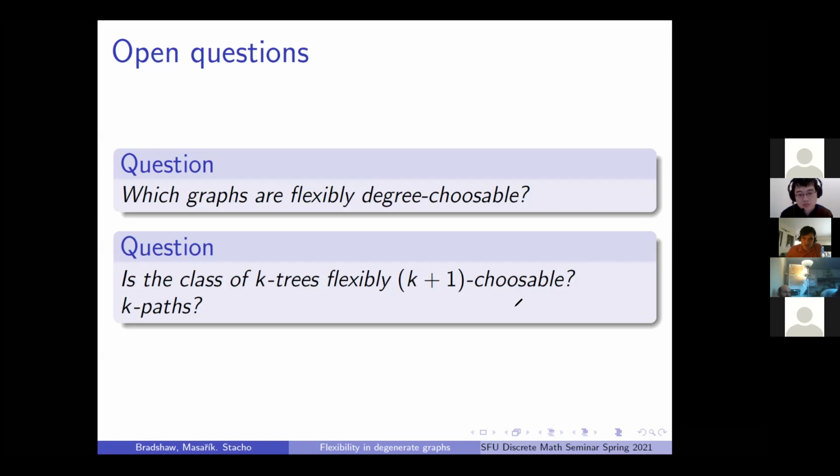We showed that this is true for K equals 2, but even for K equals 3, it seems like it might be possible with a lot of case analysis, but it doesn't seem very easy. And for higher values of K, it seems like it would be quite hard. And we even tried this question just for the restricted graph class of k paths, which is what you get when you take a path and you add an edge between vertices that are at distance at most k. But even just for k paths, the question of whether or not they're flexibly k+1 choosable seems to be fairly difficult. All right, so that's the end of my talk.